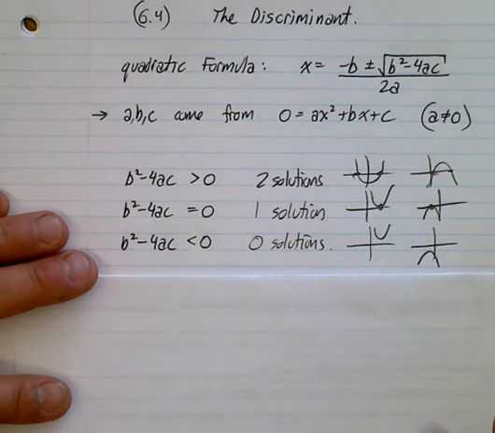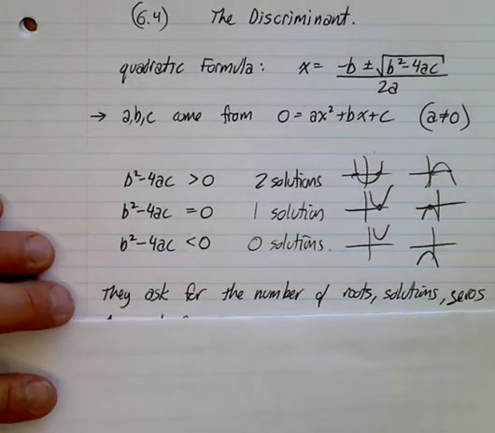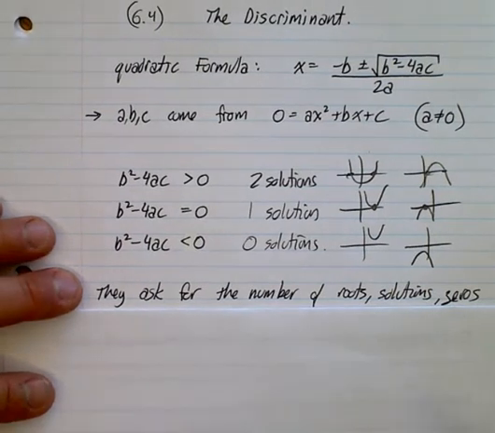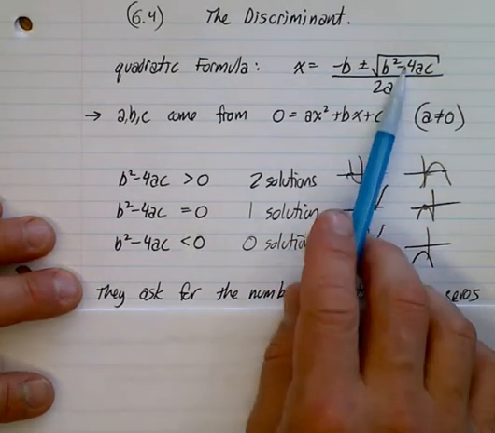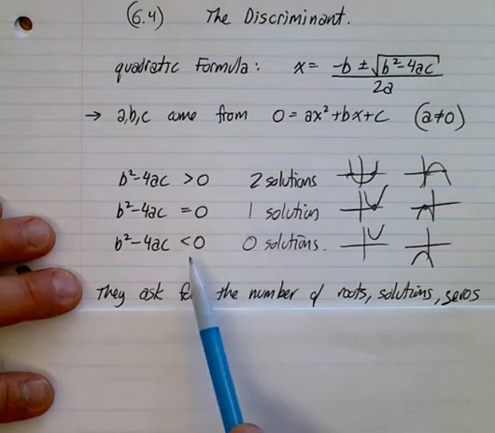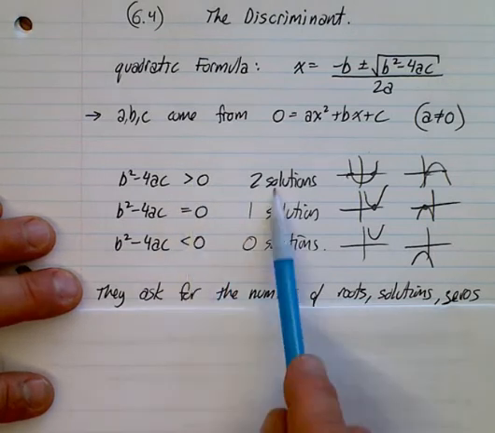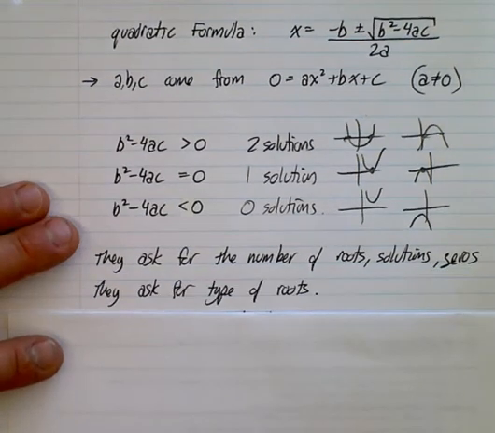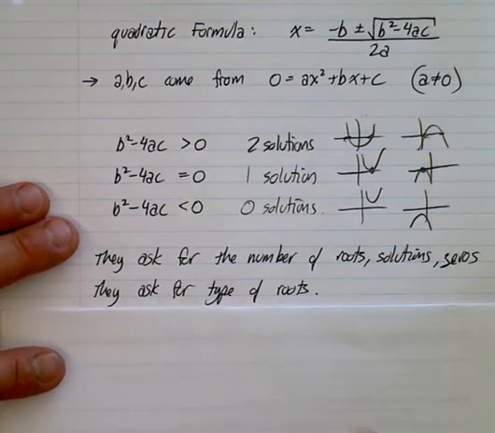Now, your questions are going to be like this. They're going to ask you for the number of roots, or the number of solutions, or the number of zeros. And what you're going to do is you're just going to look at this discriminant and figure out if it's greater than 0, equal to 0, or less than 0. And that will determine how many solutions you have, the nature of the roots, or the number of the roots. The other thing they're going to ask you is the type of roots, okay? The type of roots. Now, that is talking about the different types of numbers.